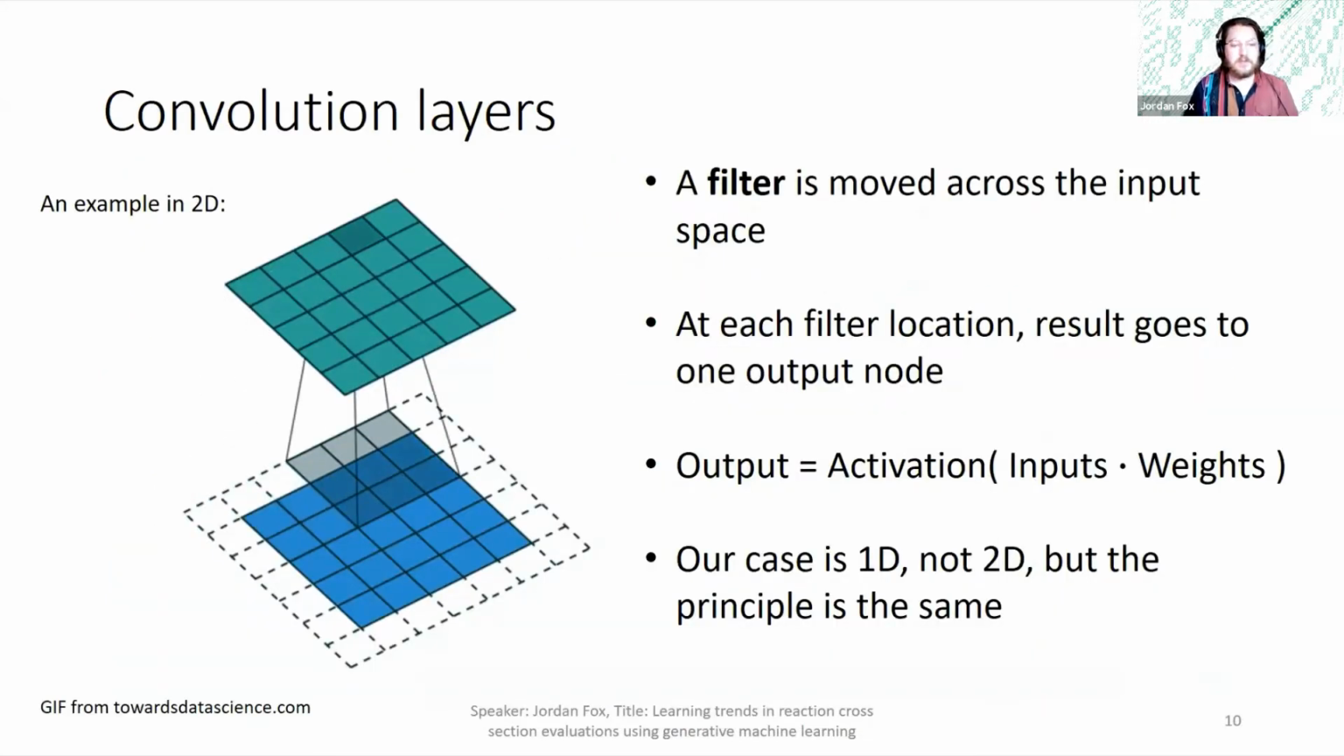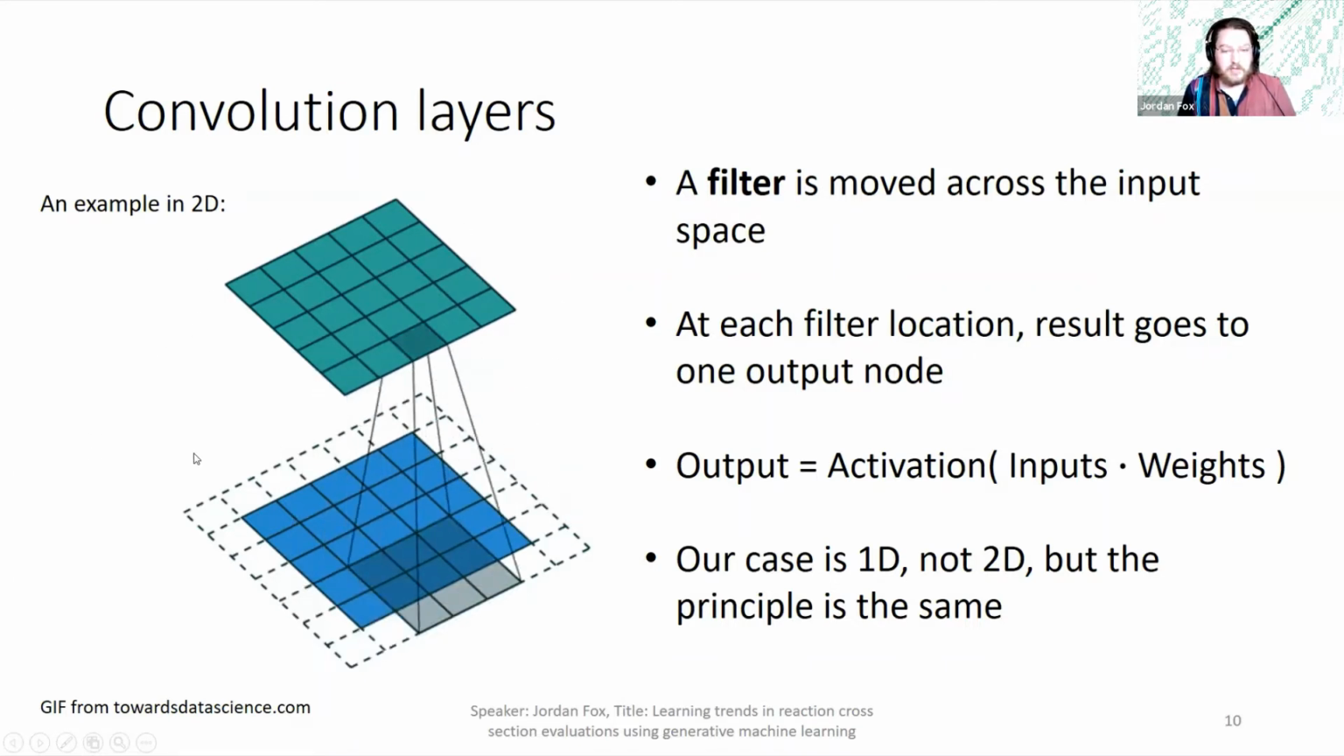So before going on to describing the networks, I should cover convolutional layers. I'm sure some of you know how this goes, but a convolutional layer is a layer of a neural network that is set up in a particular way. This is an example in 2 dimensions shown here. A convolutional layer has a filter that is moved across the input space. The input space is shown in blue here, and that gray 3x3 area is the filter, which moves across. At each filter location, the result goes to one output node in the output, which is this green square above.